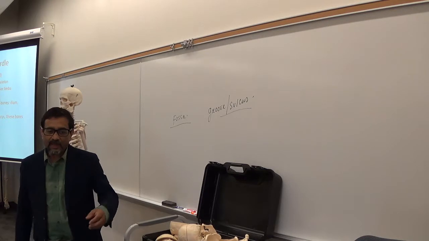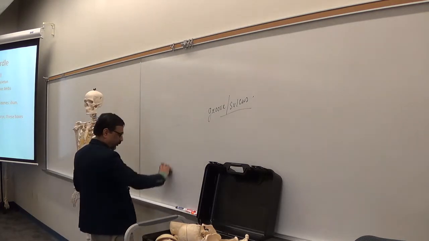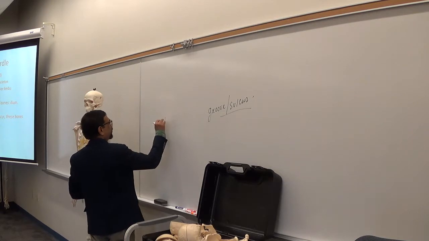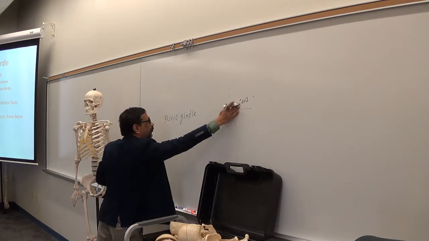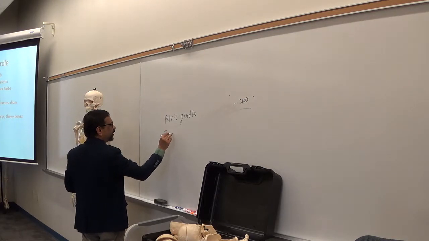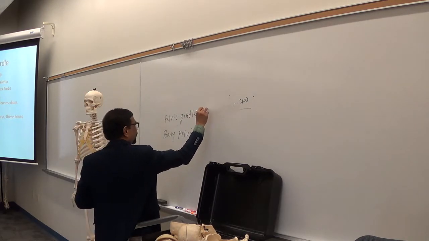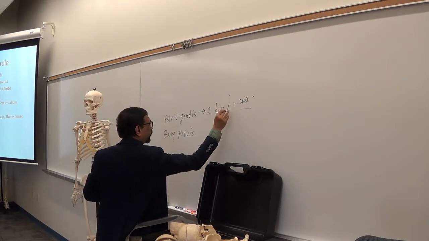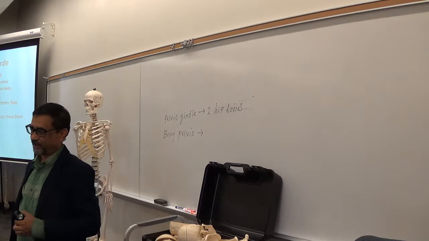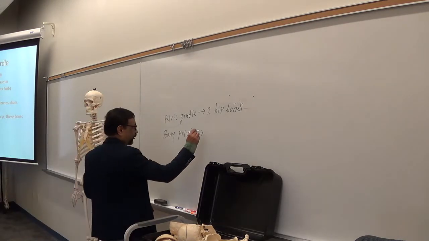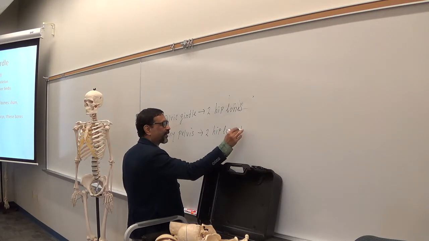Now, two different things you will hear in the lower extremity. One is the pelvic girdle. Another term we use is called the bony pelvis. Okay, the pelvic girdle is formed by two hip bones or pelvic bones or coxal bones. Same thing. But the bony pelvis is a little bit different. What is the bony pelvis? The bony pelvis is two hip bones plus sacrum.